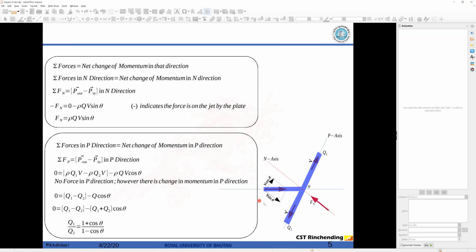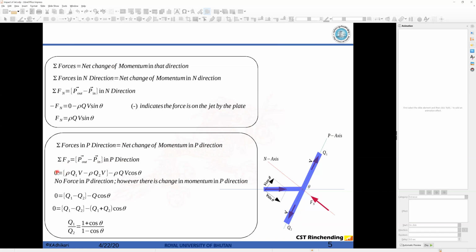Further, let's say in p direction now, the summation of forces in p direction is equal to net change of momentum in p direction, right? This is the same as this one. So summation of Fp is equal to p out minus p in. This means the momentum flux going out of the system in p direction minus the momentum flux coming into the system in p direction. So here one more thing is there is no force in p direction, so I'm saying 0.